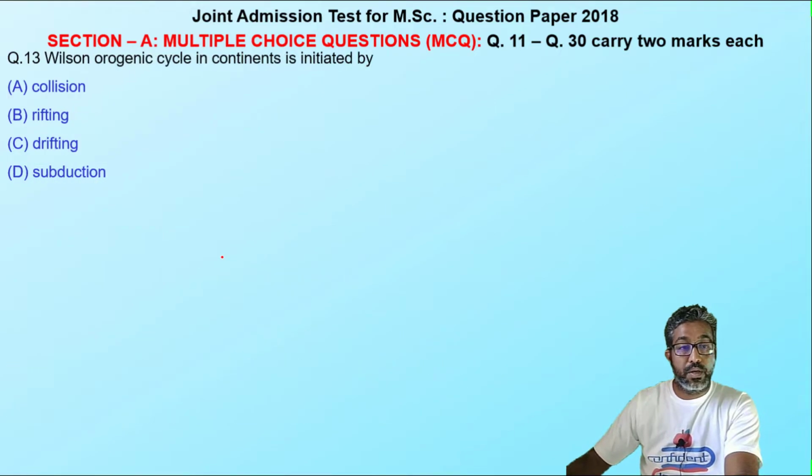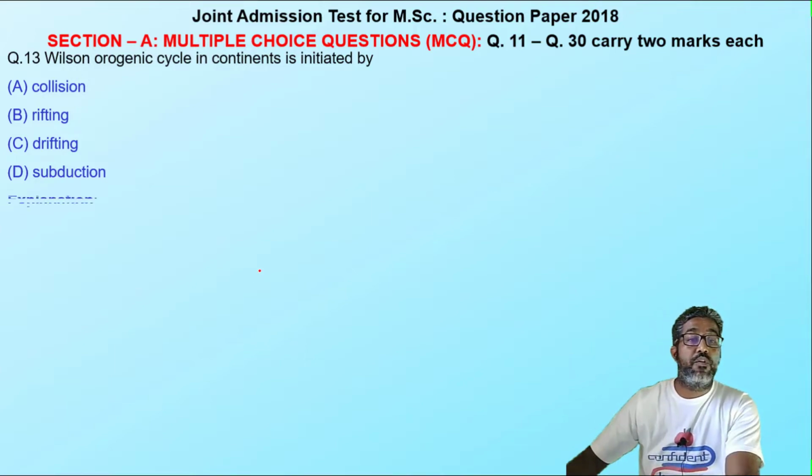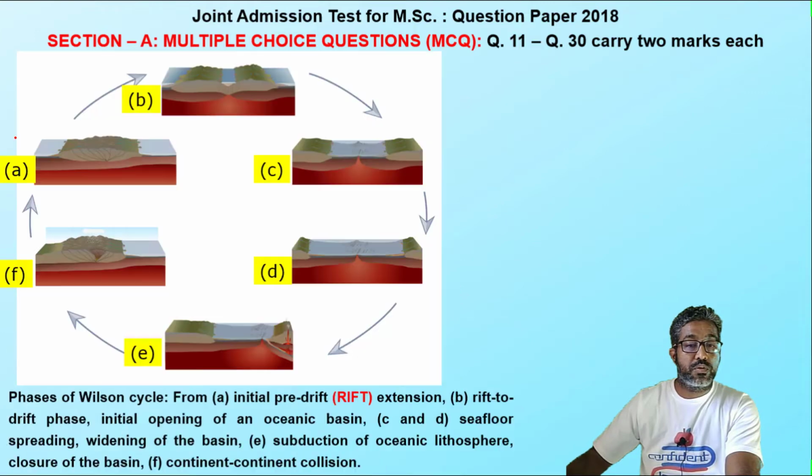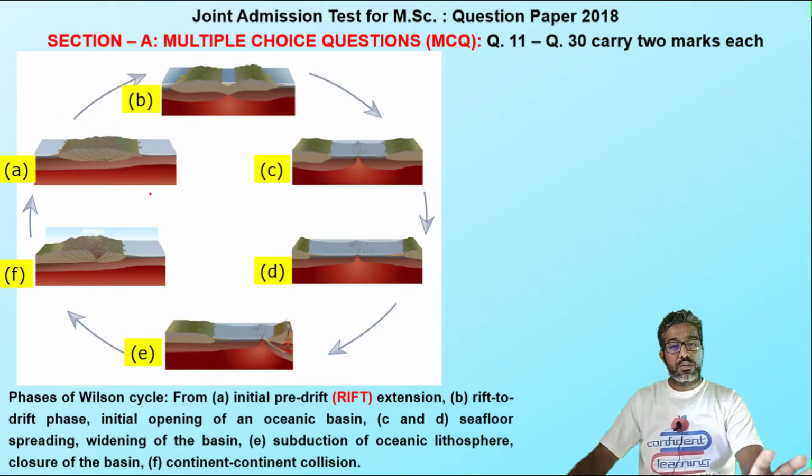My option is 12B. Moving to the next question, it is related to the Wilson orogeny cycle: in a continent it is initiated by rifting. If you have read the Wilson cycle, everybody knows that it is initiated by rifting. After that, we have different types of processes. Let's see all these processes. This is the diagram. If you go through it, you will come to know everything related to the Wilson cycle.